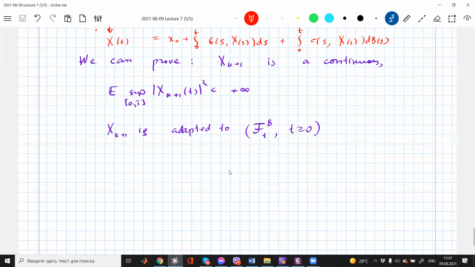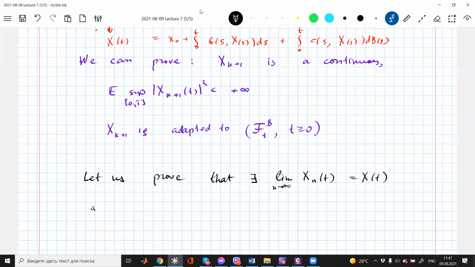Then the limit will be a continuous function again. So to do this, let us prove that the limit exists, and is equal to some process x_t, and x_t is a strong solution to our stochastic differential equation.